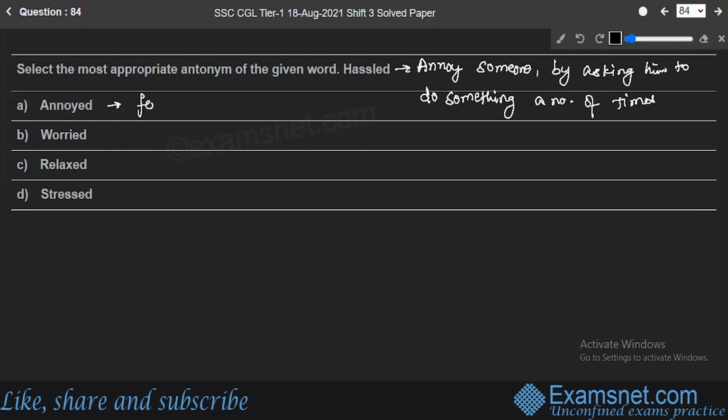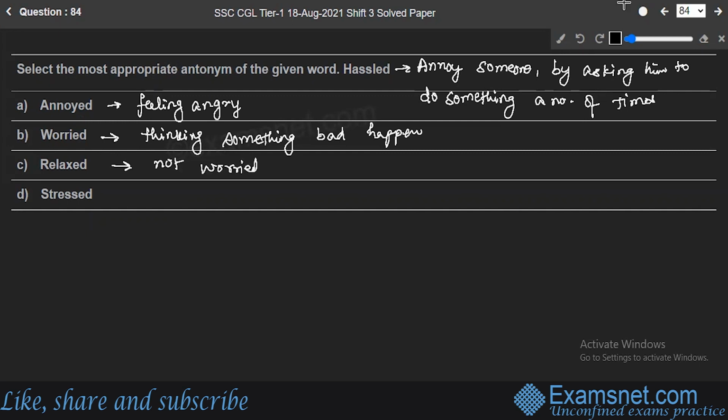Then the word annoyed means feeling angry or disappointed. Worried means thinking that something bad might happen. Relaxed means not worried. And stressed means experiencing mental strain. So now you have to find out the antonym of the given word hassled.